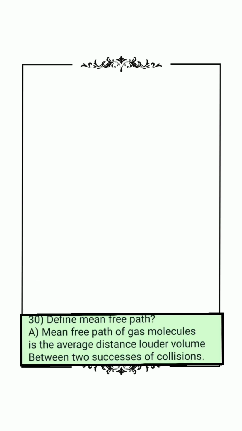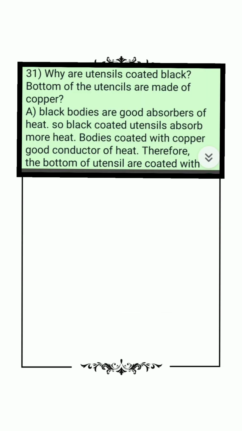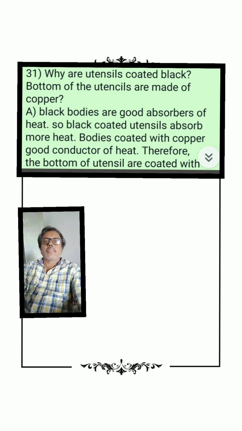31. Why are utensils coated black? The bottoms of the utensils are made of copper. A. Black bodies are good absorbers of heat, so black coated utensils absorb more heat. Bodies coated with copper are good conductors of heat. Therefore, the bottoms of utensils are coated with copper.